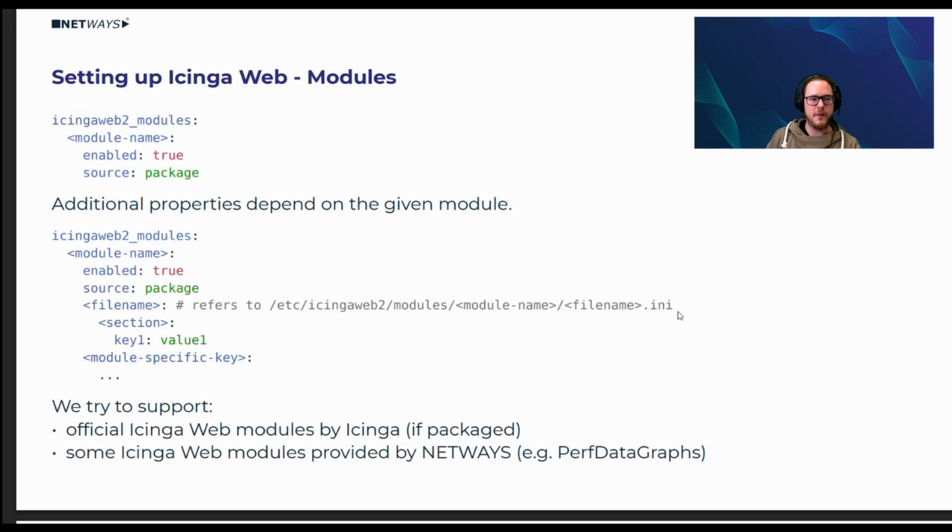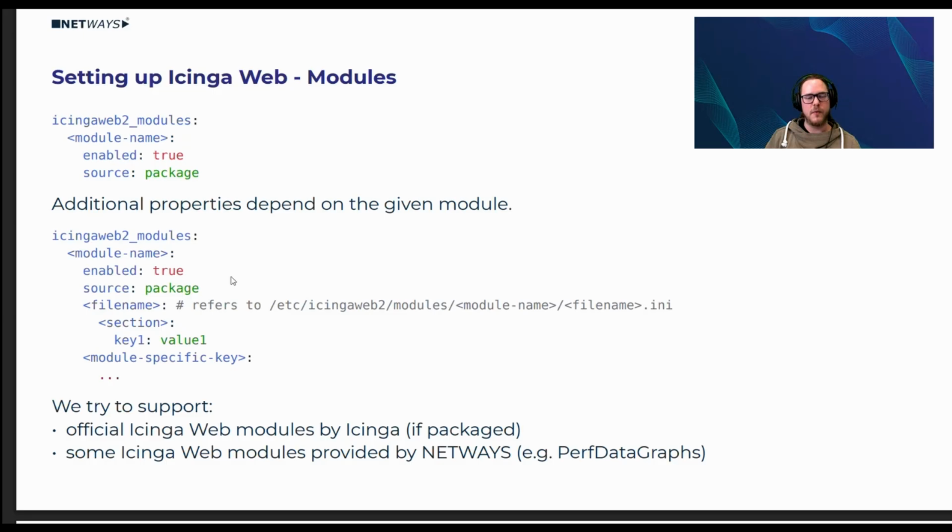Also, apart from that, we want modules. We need a module for Icinga DB that we need to define. We need to install it. We need to configure it. And all modules that we take care of have a shared key called enabled and a shared key called source. Source must be packaged currently. There's no other option right now. Enabled, obviously, is if you want to enable or disable it.